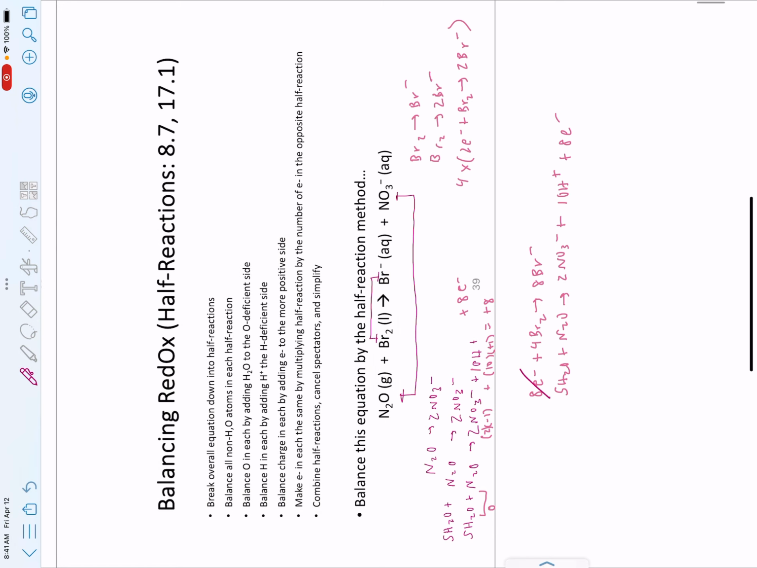Which means my overall balanced equation says my 5 liquid waters are going to interact with 4 liquid bromines and 1 gaseous N2O to produce 8 bromide ions, 2 nitrate ions, and release 10 hydrogen ions. There we go. So if I've done this correctly, everything should balance. Questions?